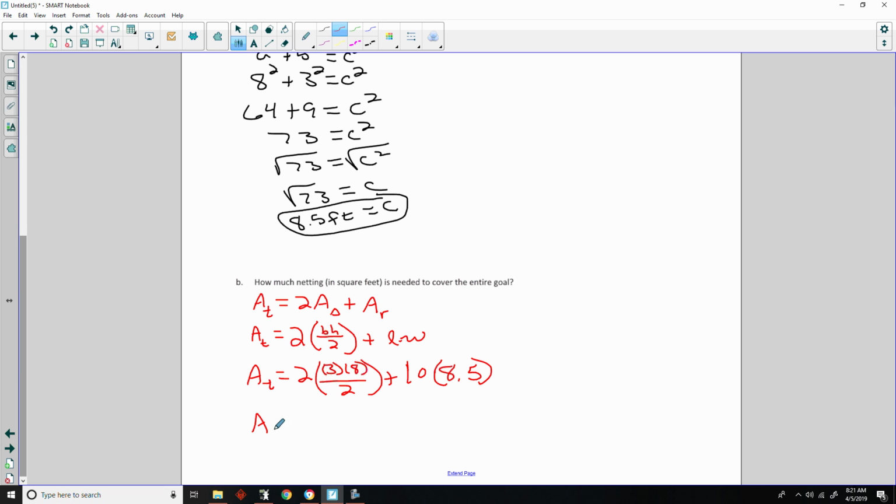So the area total is going to equal, well, these 2's will cancel, and 8 times 3 is 24, plus 10 times 8.5 is 85. So the total area is going to be 109 square feet.